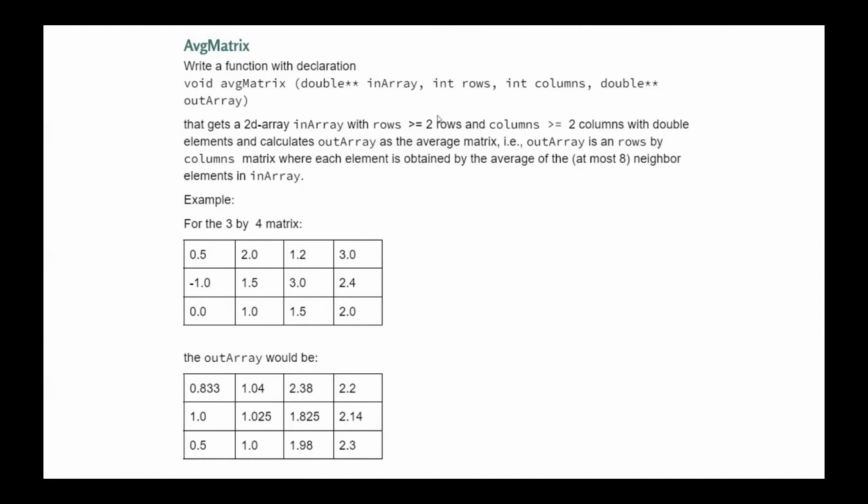The problem also says that there's a minimum of 2 rows and a minimum of 2 columns, therefore saying that this is always going to be a 2-dimensional array. And then there are also at most 8 neighboring elements, therefore saying that it's either going to be a square or a rectangle.